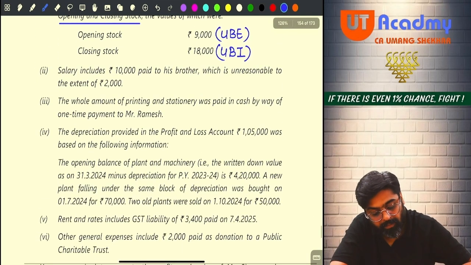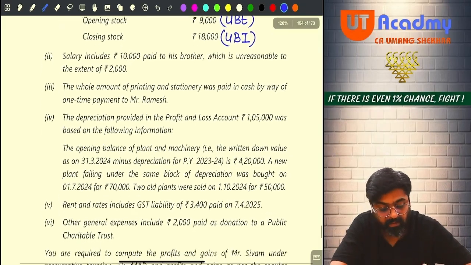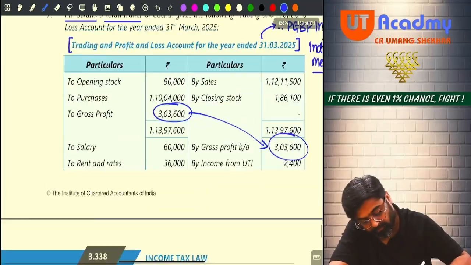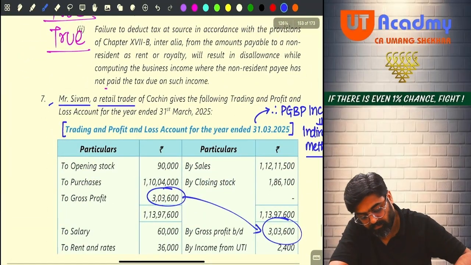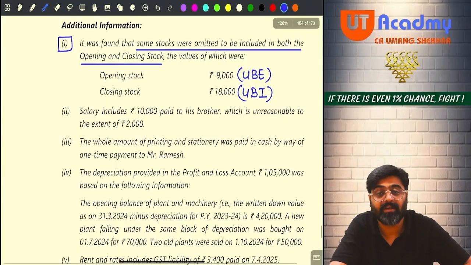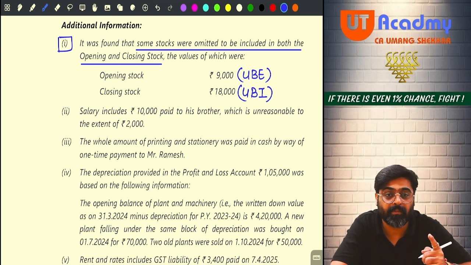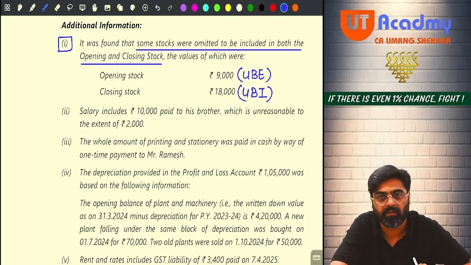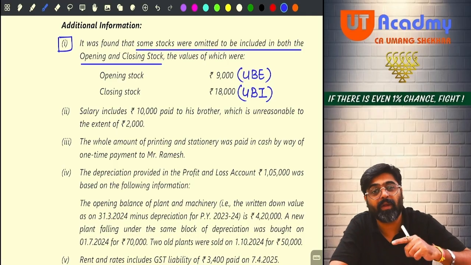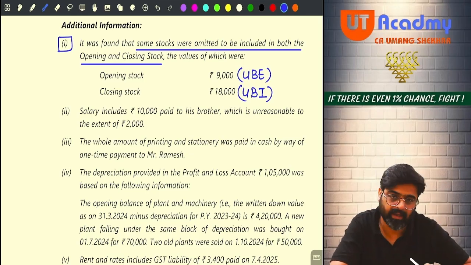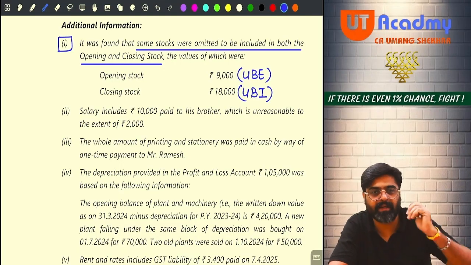Next one. Salary includes 10,000 paid to his brother, which is unreasonable to the extent of 2,000. For Mr. Shivam, his brother is a relative. Relative means a specified person, a related party. So any payment made for a business expense to a related party will be allowed as a deduction, but that payment should be reasonable. So are you incurring a business related expense, salary? Yes. Salary you are giving to your brother? Yes. Will you get the deduction for that? Yes, I will get it.